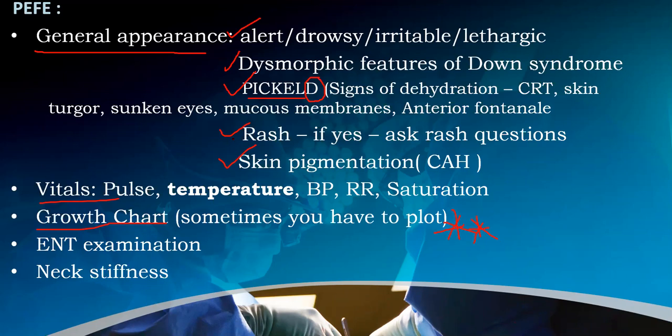Now, remember, we are ruling out some of the differential diagnoses also. So in the PFE, ask about the ENT examination. We need to also ask about neck stiffness. So how do you ask this question of the examiner? First, you ask the general appearance, and then, doctor, I would like to know the vitals: pulse, blood pressure, temperature, respiratory rate, and oxygen saturation. Is the growth chart available? Then I would like to start with the ear, nose, and throat examination.